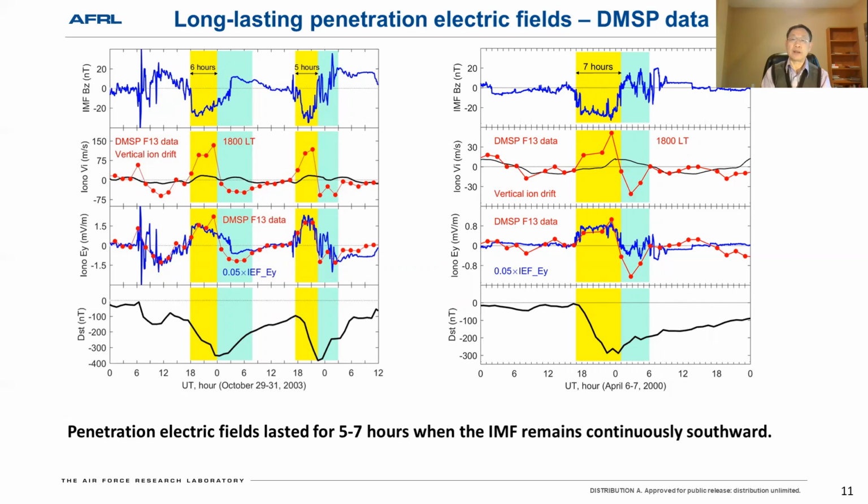The yellow shading denotes the intervals of continuous existence of penetrating electric fields. In these examples, eastward penetration electric fields exist for 5 to 7 hours during the main phase of magnetic storms, when the IMF remains continuously southward.